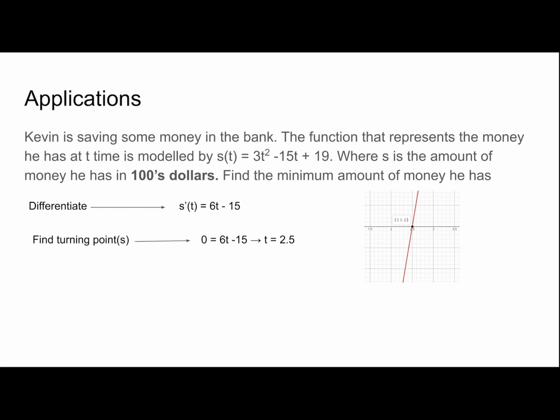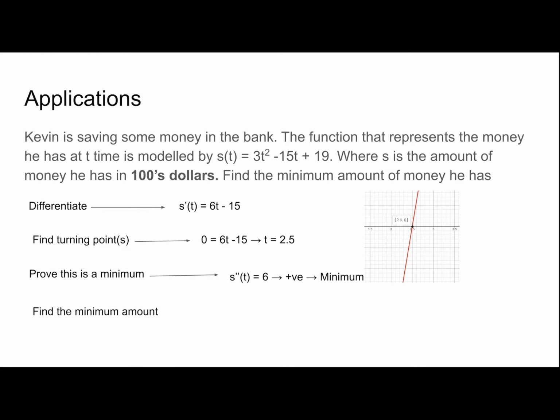This is our graph, our gradient function, and as you can see, when t equals 2.5, the gradient equals 0. It doesn't actually say in this question to prove, but it's always good to prove. So we prove this is a minimum by the second derivative test. S double dash of t is 6, which is positive, and therefore this is a minimum.